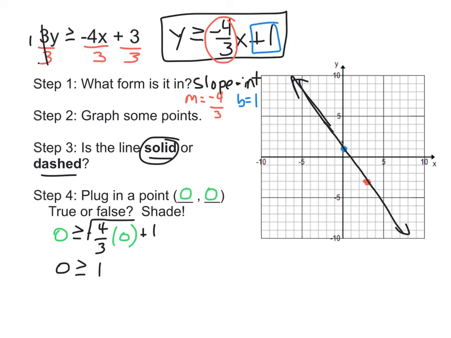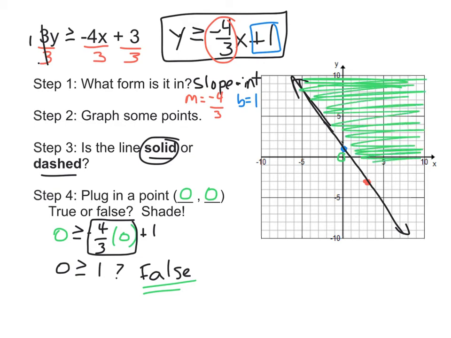Again, this right here all became 0. So 0 plus 1 is 1. Is 0 greater than or equal to 1? Nope, it is not. It's false. Since it's false, we cannot shade that point that we tested. Again, we tested this point right here. We cannot shade that point because it's false. So our shading is going to occur away from that point. And there is our solution.